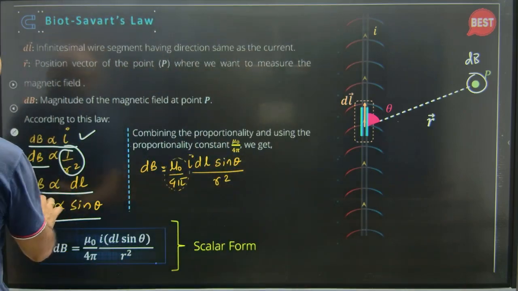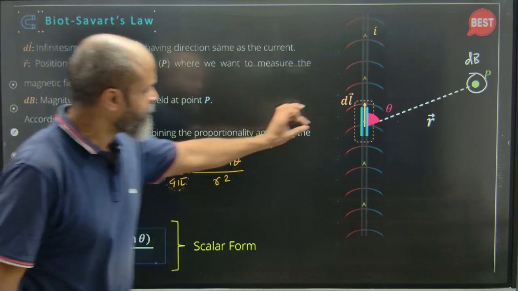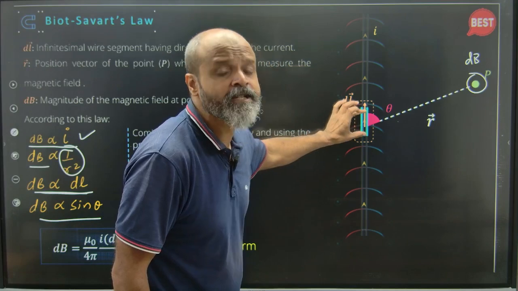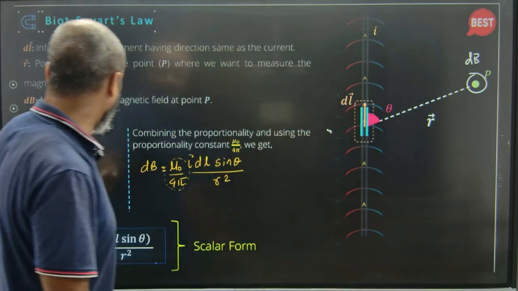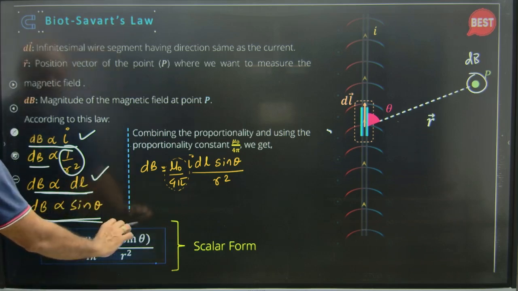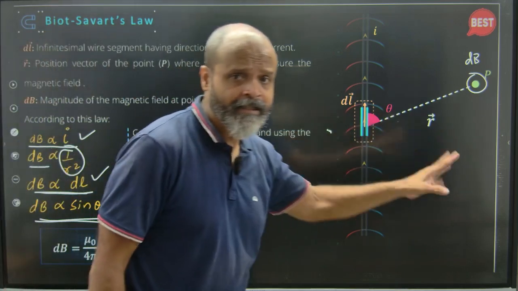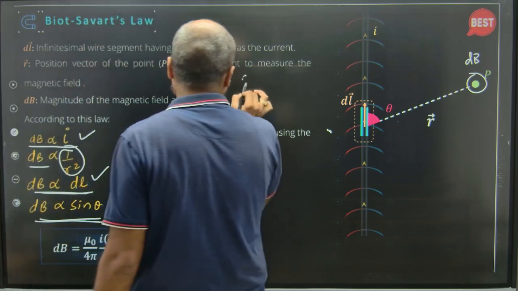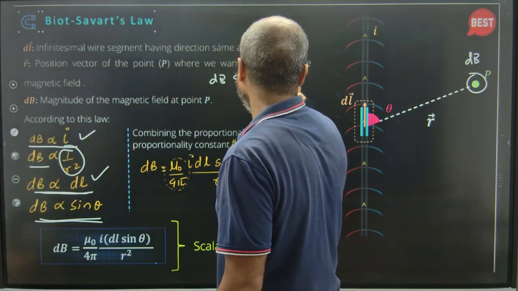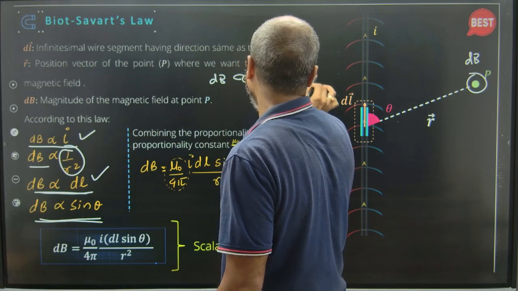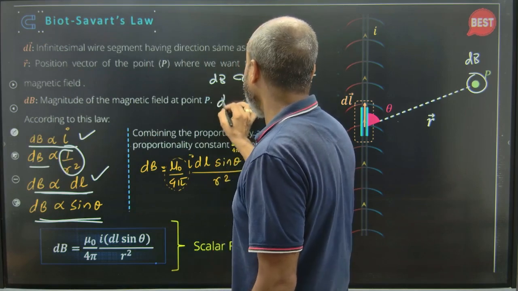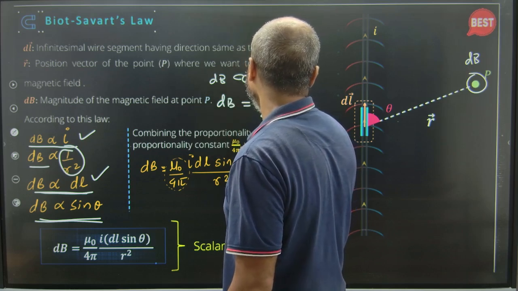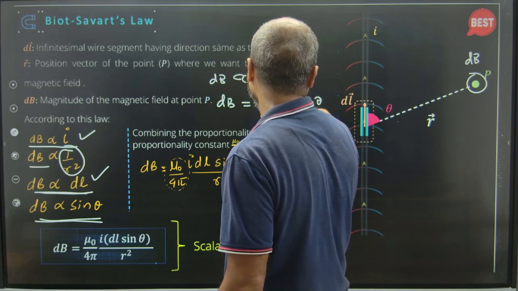Okay. dB is directly proportional to dl. See how is this proportional? The more is the length of this dl, obviously the more the current will be. So it will be directly proportional to dl. And dB is directly proportional to sine theta as well. That is Biot-Savart's law. If you combine all this, dB is proportional to I dl sine theta upon r square. Now in order to make it equal, what we do here is mu naught by 4 pi I dl sine theta upon r square.